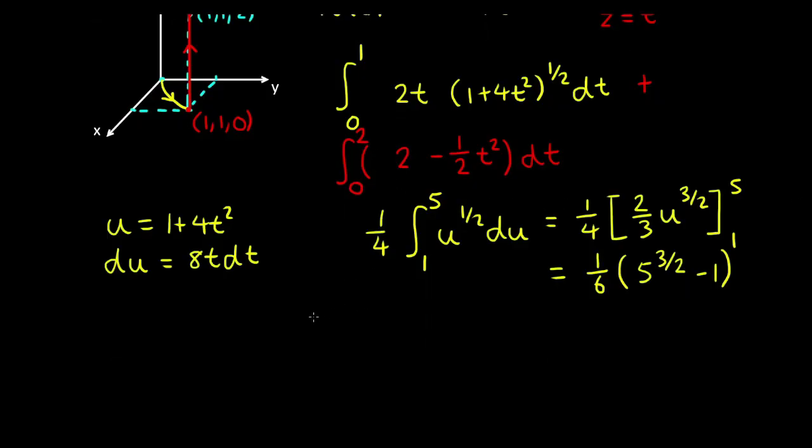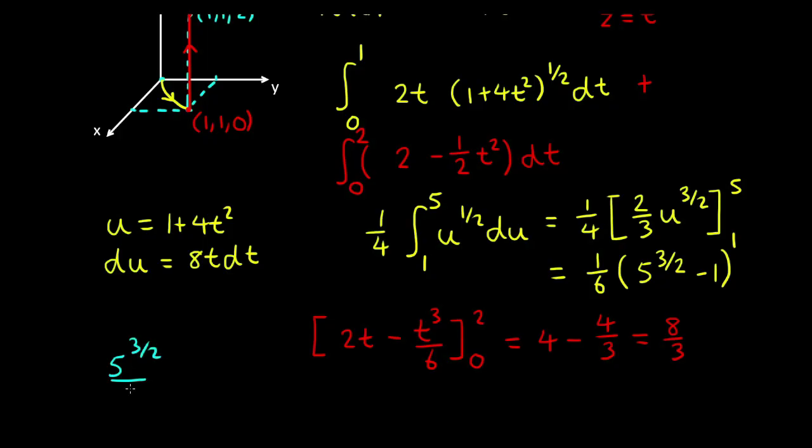And then evaluating the second integral, we get 2t minus t cubed on 6, evaluated at t equals 0 and 2. So what we get is 4 minus 8 on 6, or 4 on 3, and 4 is 12 on 3, so this gives 8 on 3. So combining these results, we get 5 to the 3 on 2 on 6, minus 1 on 6, plus 8 on 3, and 8 on 3 is 16 on 6, so minus 1 plus 16 is 15 on 6. So we can write our final result as 1 on 6 by 5 to the 3 on 2 plus 15.